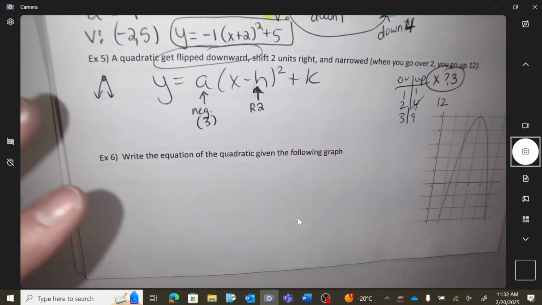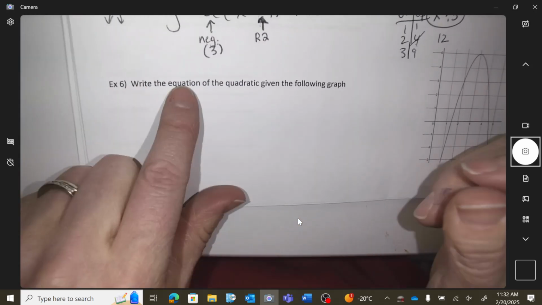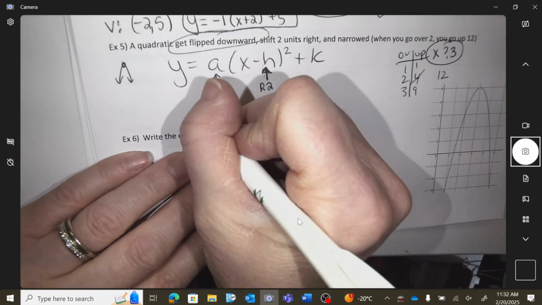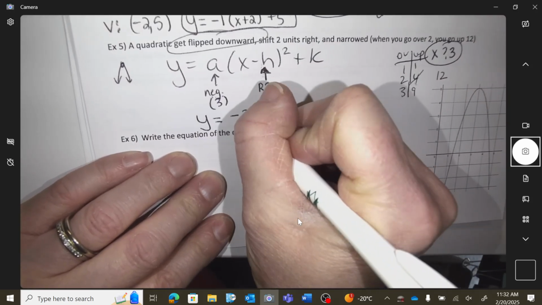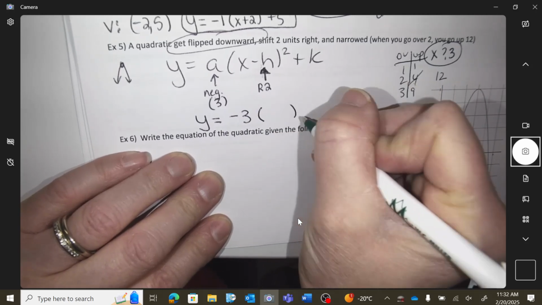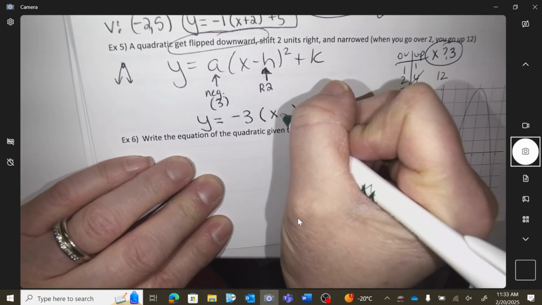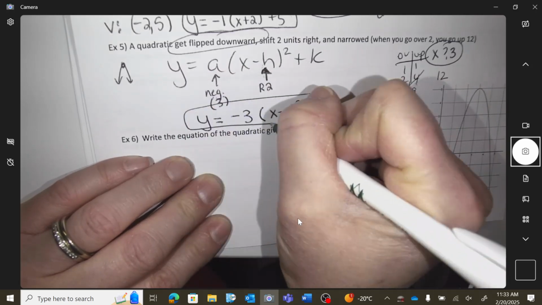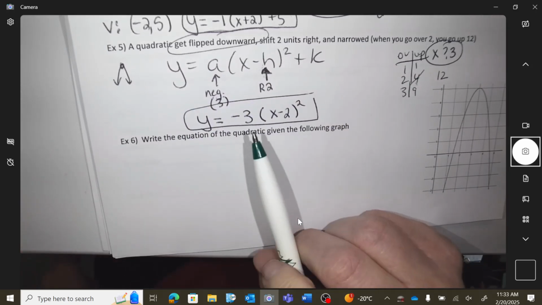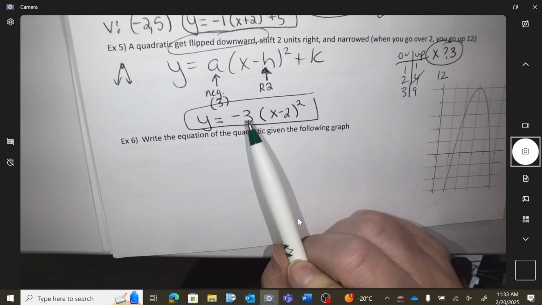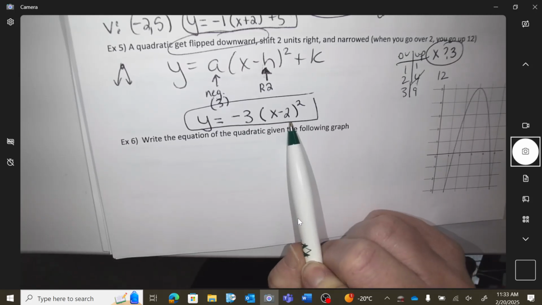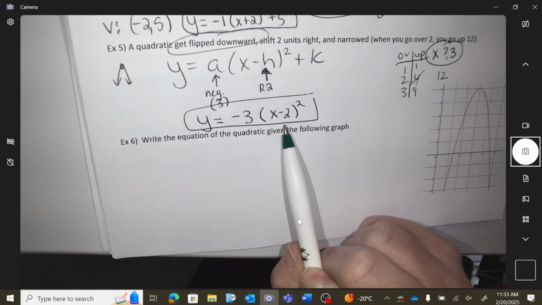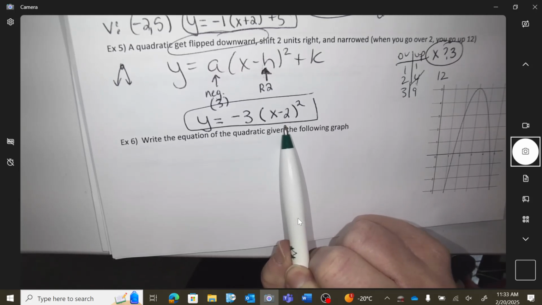Okay, so there's what I know. This had to negate, it had to be 3 to narrow it. So I'm going to go y equals -3 bracket x minus 2 squared. There's the flip, there's the narrow. This makes something shift right 2 because it's opposite.